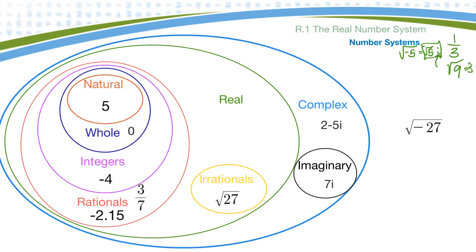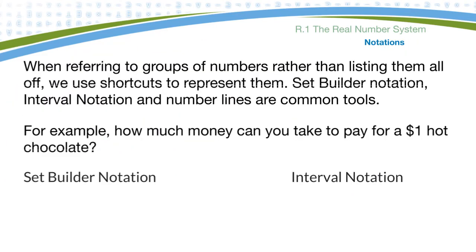Square root of negative 27, it's a square root of a negative number, so it falls into the imaginary number category. All right, so that's sort of a quick description of the number systems within real and complex numbers.